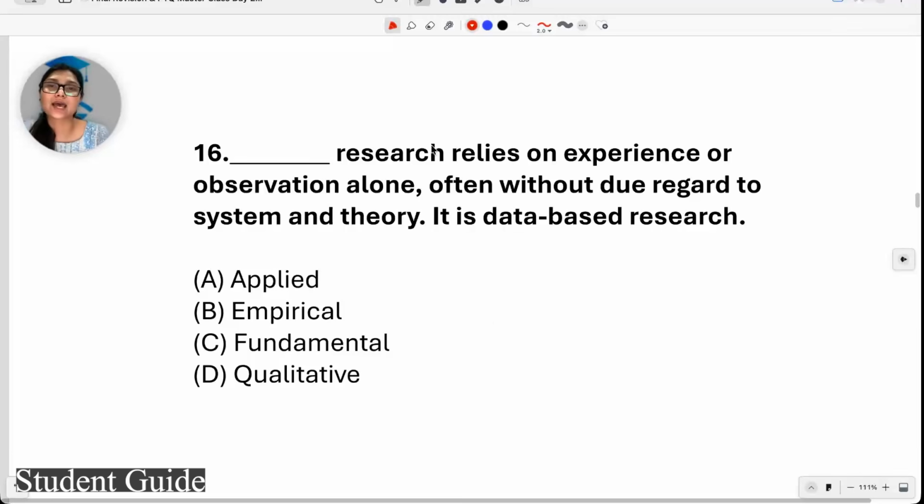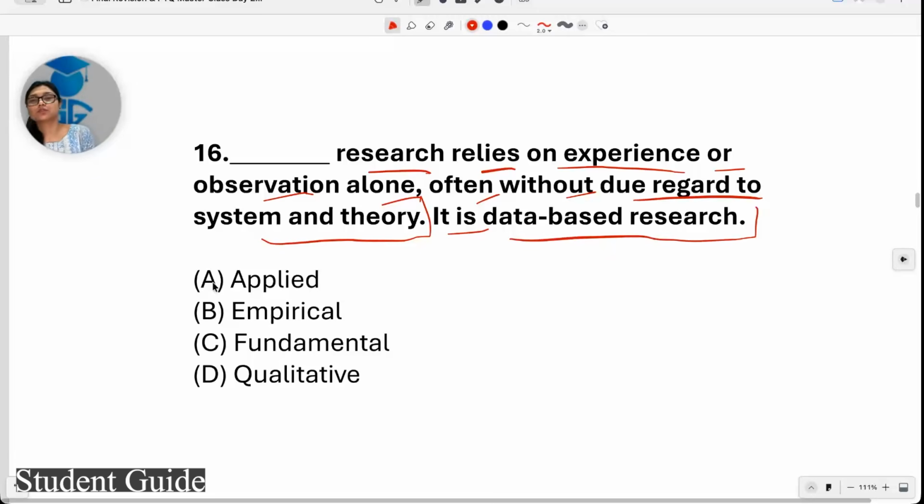Question number 16 is asking, dash research relies on experience or observation alone, often without due regard to system and theory. It is database research. So from these four types, which one is the correct one? Answer you need to find.